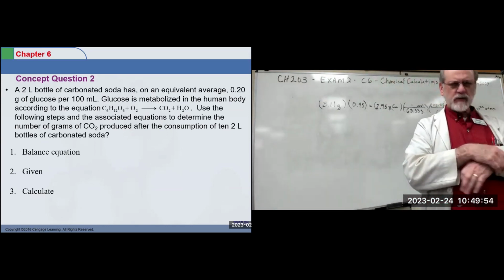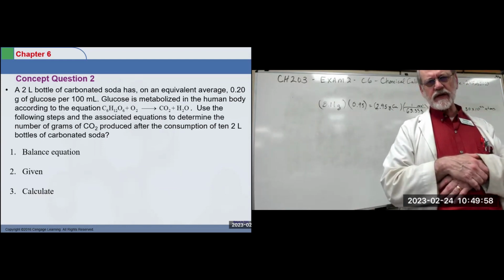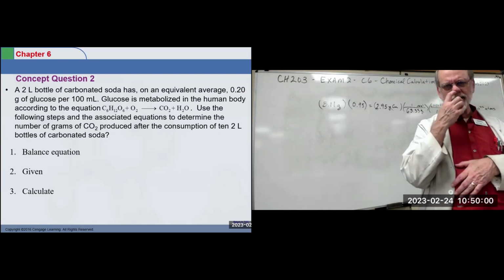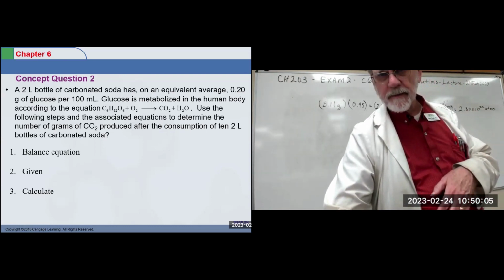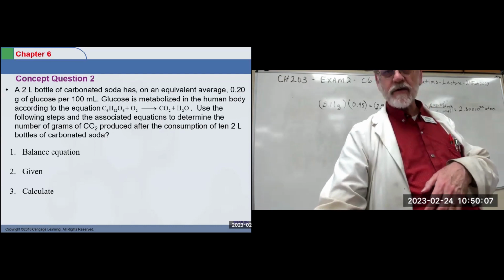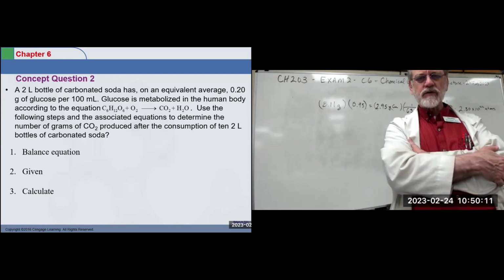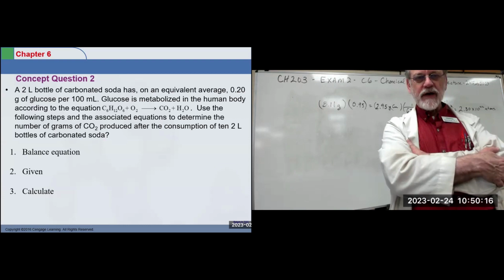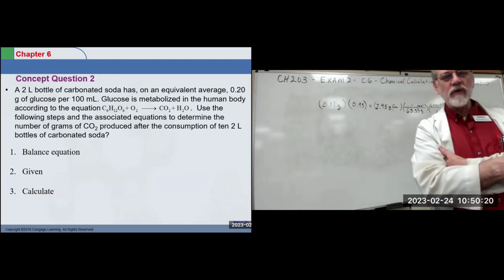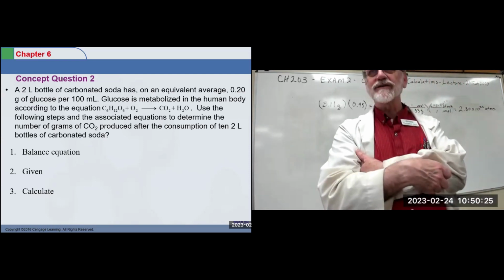So we have time to do this one. A 2-liter bottle of carbonated soda has, on average, 0.2 grams of glucose per 100 milliliters. Glucose is metabolized in the human body according to that reaction. Use the following steps and the associated equations to determine the number of grams of CO2 produced after the consumption of 10 2-liter bottles.